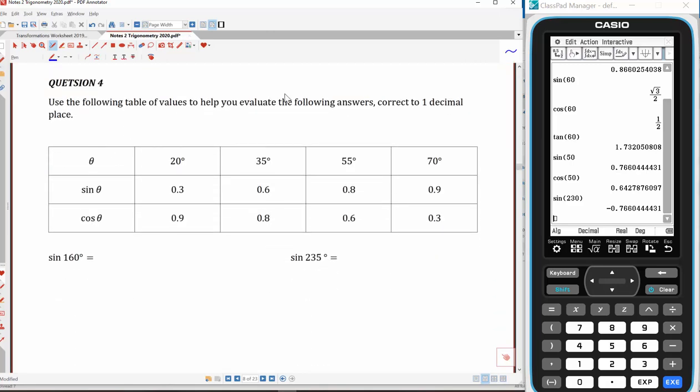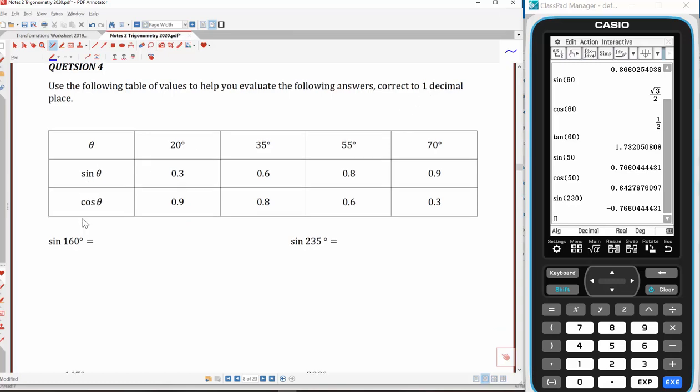Okay, use the following table of values to help you evaluate the following correct to one decimal place. So we want to get the sine of 160. All right, so 160 is over here. We want to get the sine, which is this value here. Now notice in the table there's no sine of 160. So what we're going to do is go over to the first quadrant here and do an equivalent. What angle would that be? That's 20 more to get to 180. So that must be 20 degrees there. So the sine of 160 is the same as the sine of 20, and the sine of 20 is 0.3.